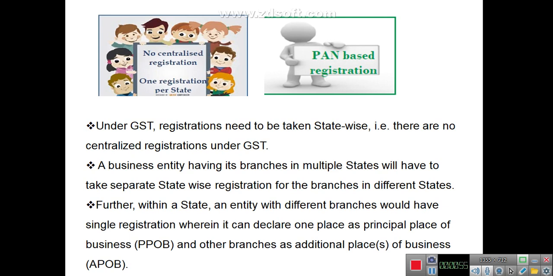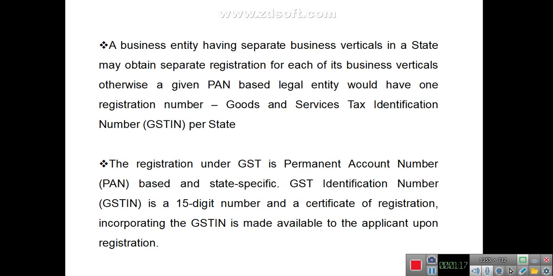So if any entity has more than one branch within the same state, in that case they can take a single registration for all its branches and they can declare one place of business as principal place of business and the others will be additional places of business.